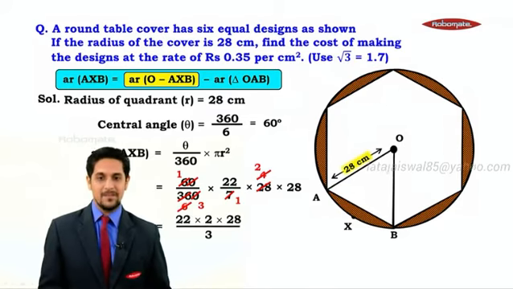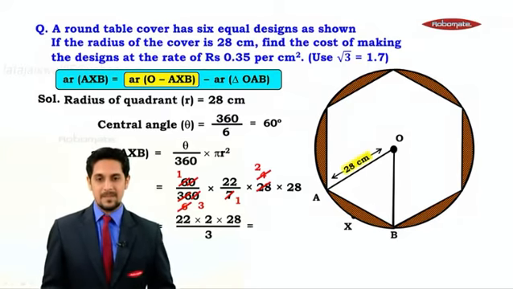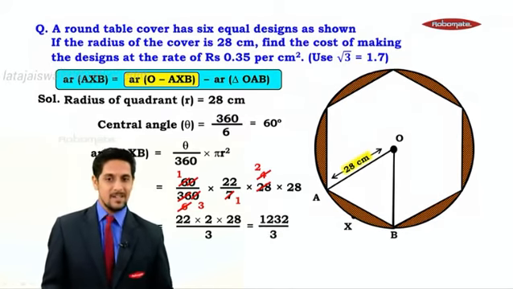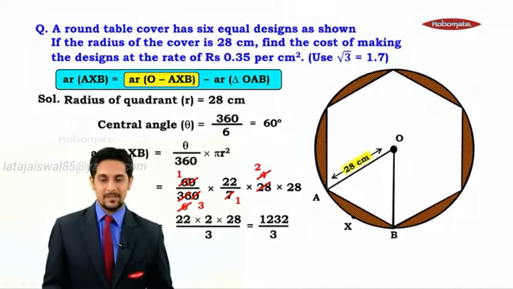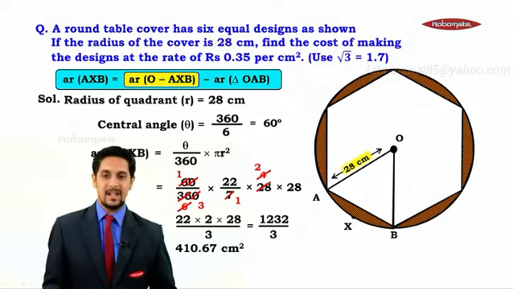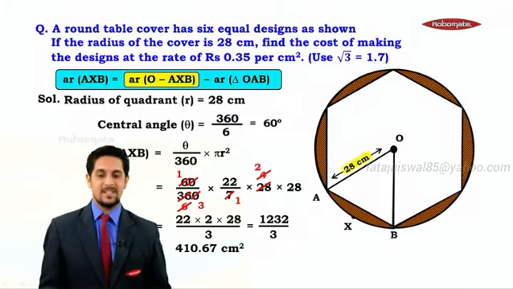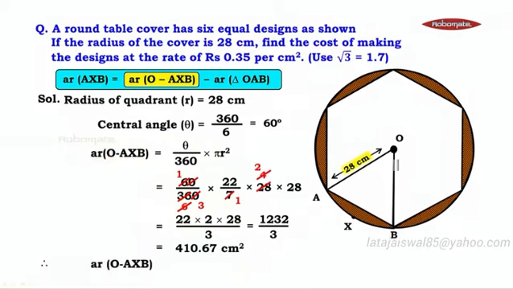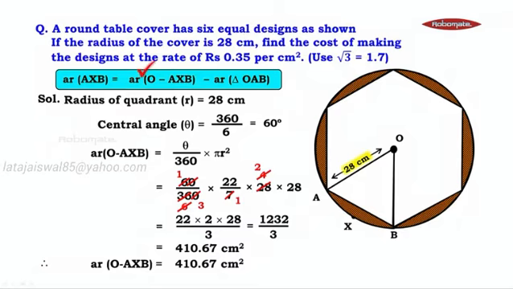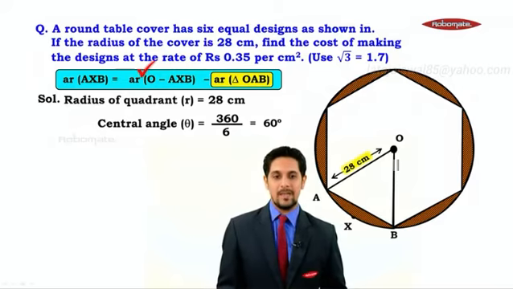So the terms left are 22 into 2 into 28 upon 3. Further simplifications give us the answer as 1232 upon 3. On dividing these two terms, we get the area of the sector, that is O dash AXB, as 410.67 centimeter square. So area of sector O dash AXB is 410.67 centimeter square. Now students, we have calculated the first part. Let us focus on finding the area of triangle OAB.